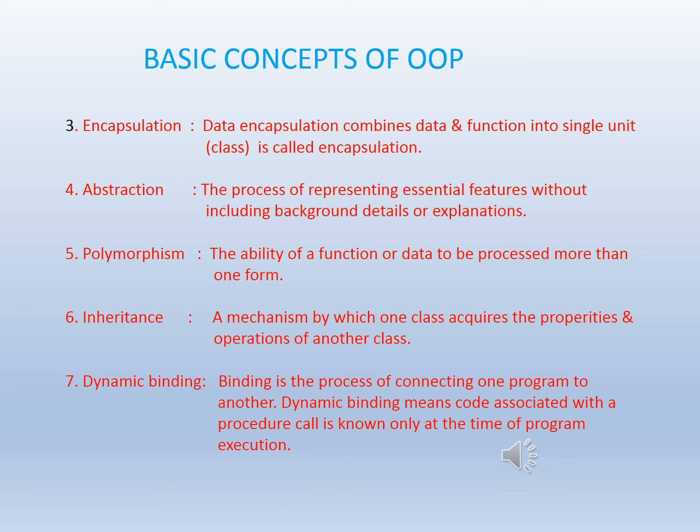Next is abstraction, the process of representing essential features without including background details or explanation. For example, take a mobile phone. You don't need to know the internal working of the mobile phone. To operate it, you have an interface to use the device's behavior without knowing the implementation details.